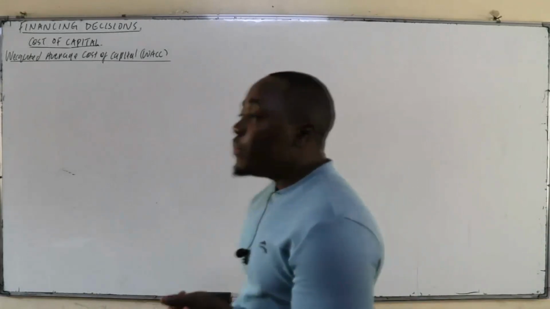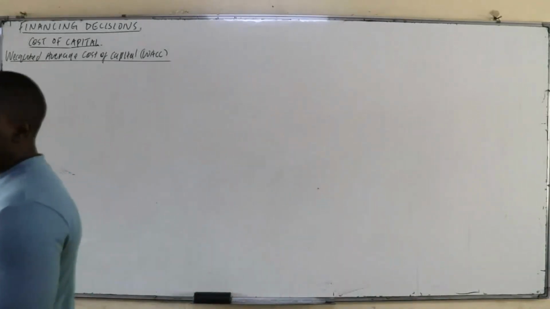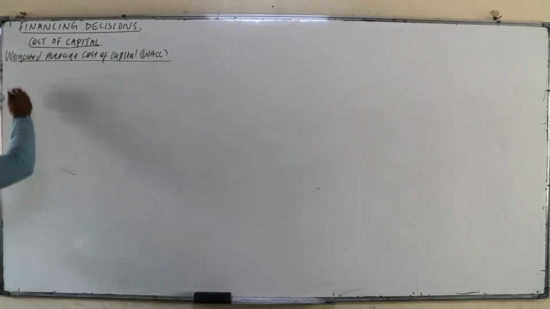WACC is used as a discounting factor when evaluating existing projects first. So how do we determine the WACC?